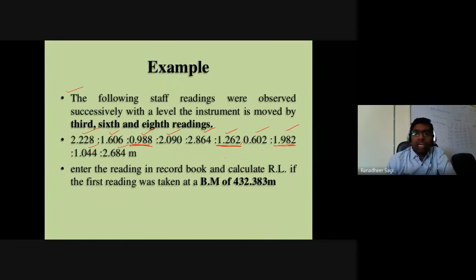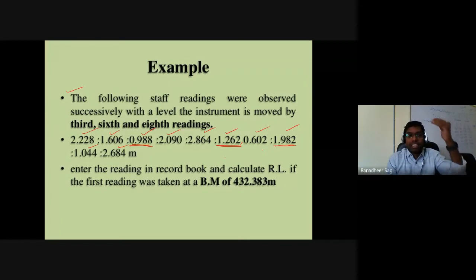Okay, so we have to carefully understand how to write down this data in the table. Whether the staff readings have to be listed under backsight, intermediate sight or foresight. Because once you write down the data properly under backsight, intermediate sight and foresight, the next process is to calculate the RL values either based on the height of instrument method or based on the rise and fall method. So let's quickly go through how to write down the data in your table.